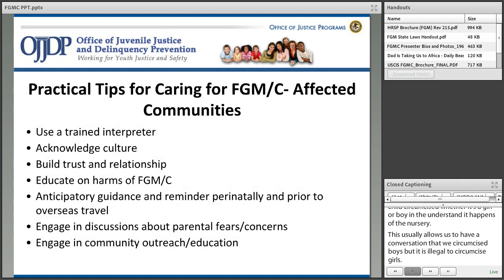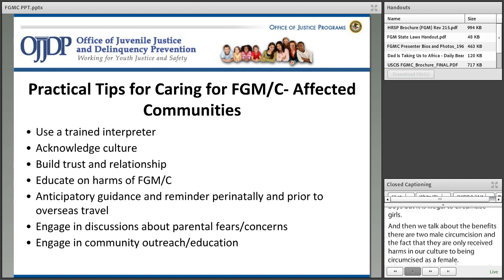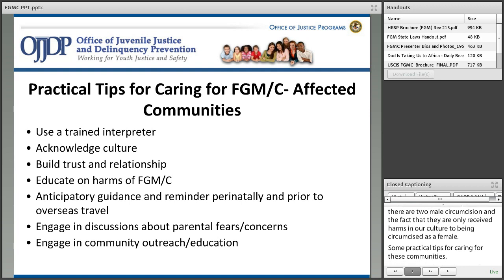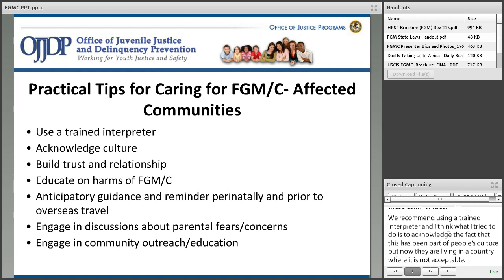So some practical tips for caring for these communities. We recommend obviously using a trained interpreter. And I think what I've tried to do is to acknowledge the fact that this has been part of people's culture, but now they're living in a country where it is not acceptable. We really work on building trust and relationships so that we can have these conversations and so that we can do them with the idea of wanting to listen to each other, to understand each other, and to build relationship.